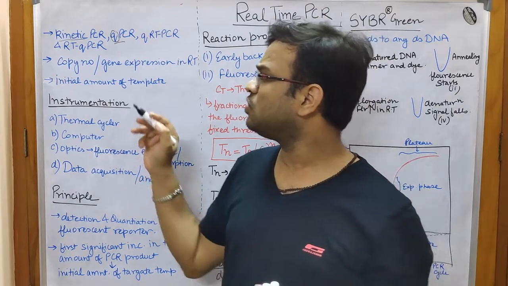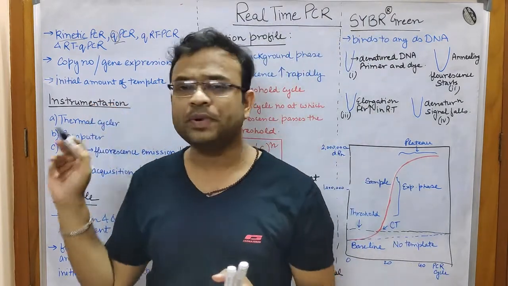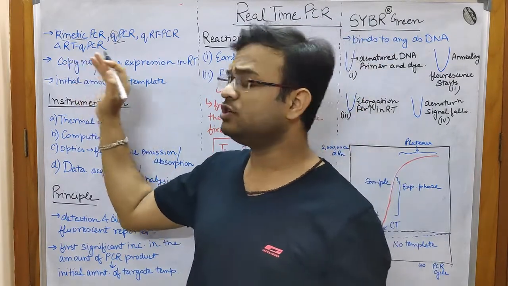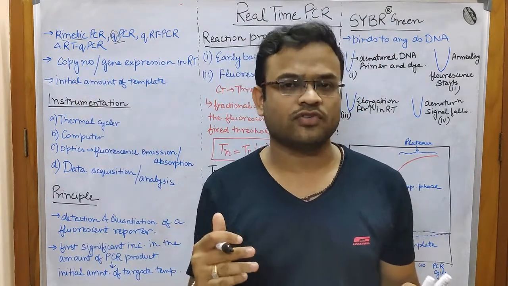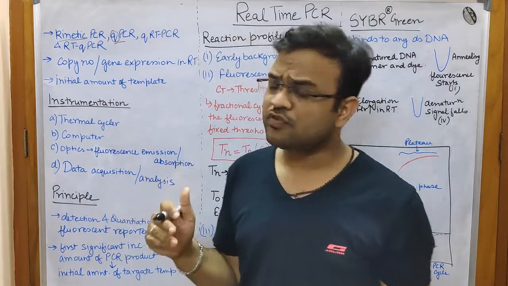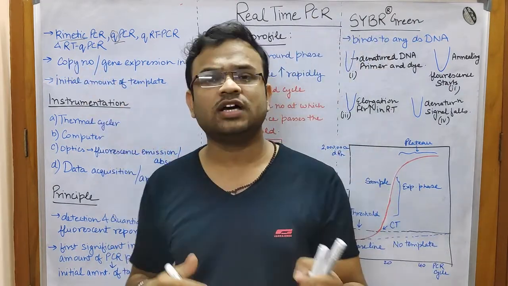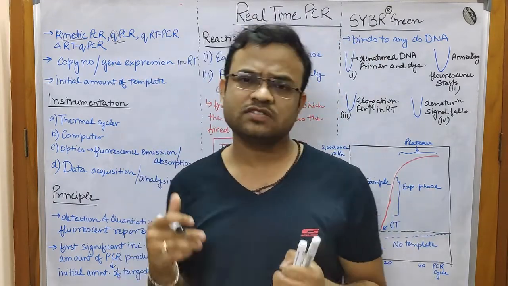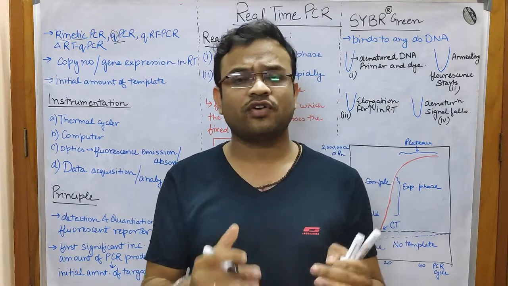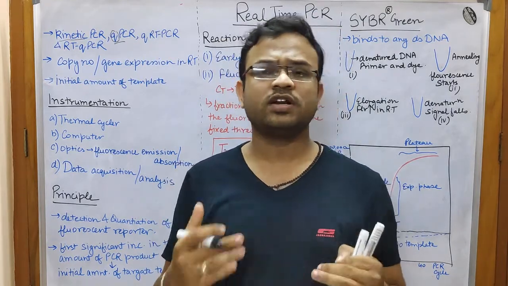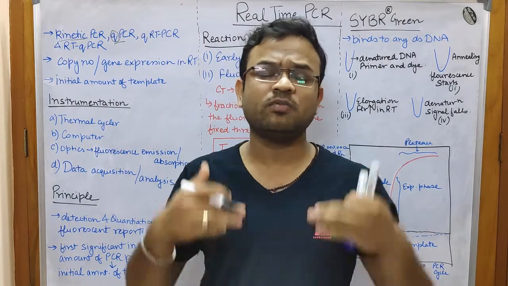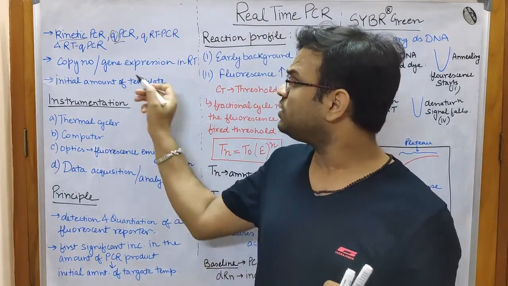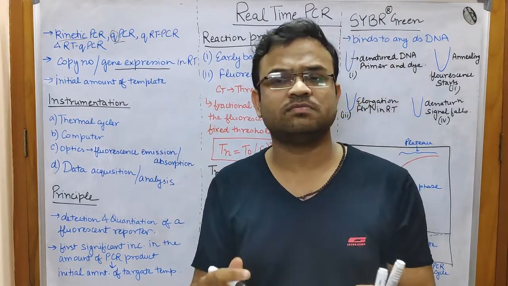Now let us go on to discuss copy number. Basically, what is the need of real-time PCR? The need of real-time PCR is to determine the copy number or to determine the gene expression in real time. What does this mean? How much of a gene is being expressed? What is the copy number of a gene, that is, how many times it is being expressed? We need to know how much gene is being expressed.